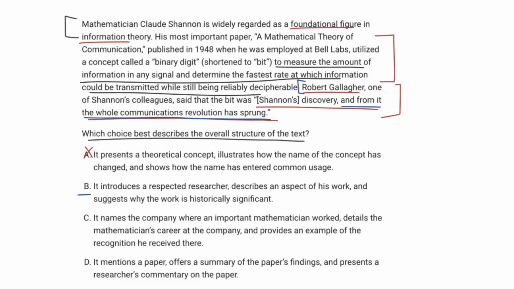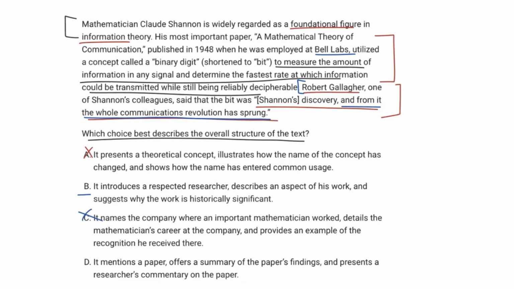C says it names a company where an important mathematician worked, details the mathematician's career at the company, and provides an example of the recognition he's received there. So this is really narrowing the scope, right? Our intro talks about the mathematician and how he's a really foundational figure, but it doesn't mention the company he was employed at, Bell Labs, until the second sentence, right? And so C is really trying to push you towards his career at that company, which was literally just mentioned by name and nothing else. So it cannot be C.